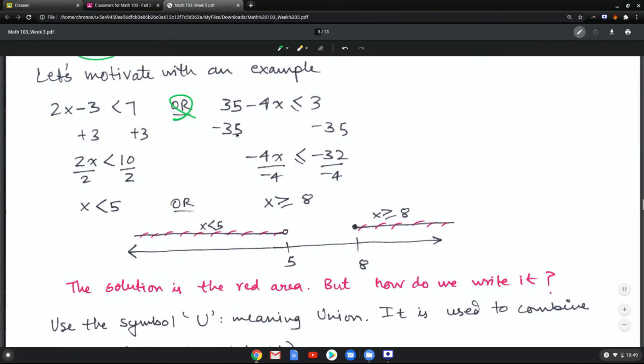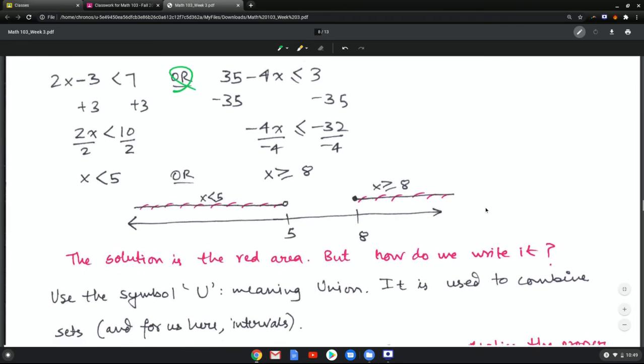where you have a connector AND. And in this case, you end up with x less than 5 or x greater than or equal to 8. So you know the solution is everywhere here and then everywhere here. It's all in the red region, but how do you write it?